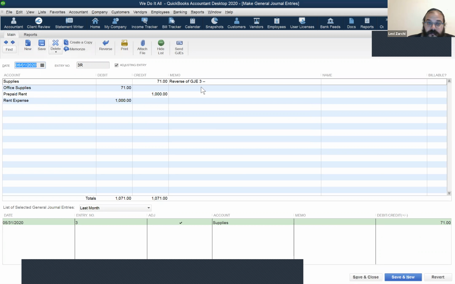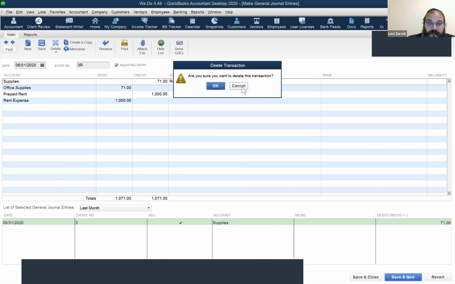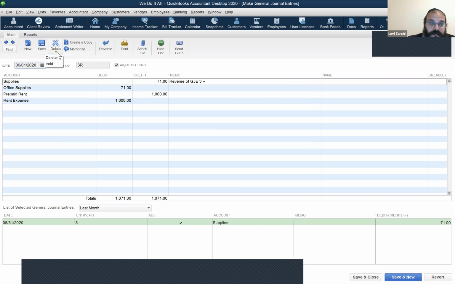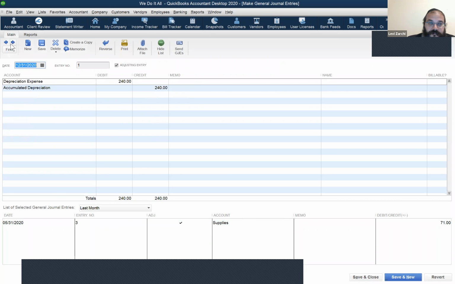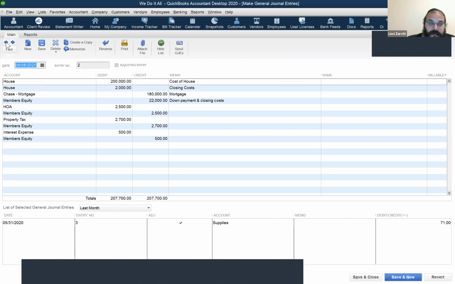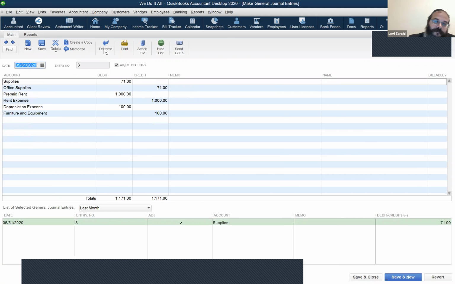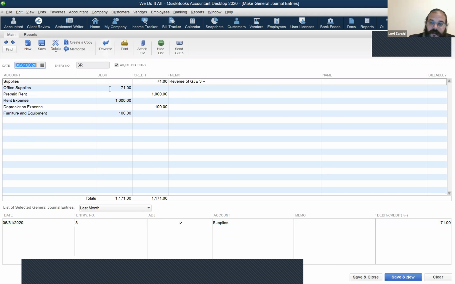I'm going to delete this transaction. Actually, delete. Okay, it's gone. Now we have, where's number 3? Okay, the date. Okay, we got here, number 3. And now I'll do reverse. If I do reverse now, it does all 3 things together.